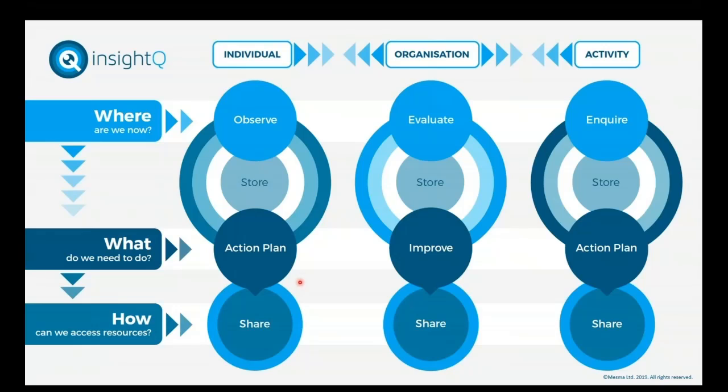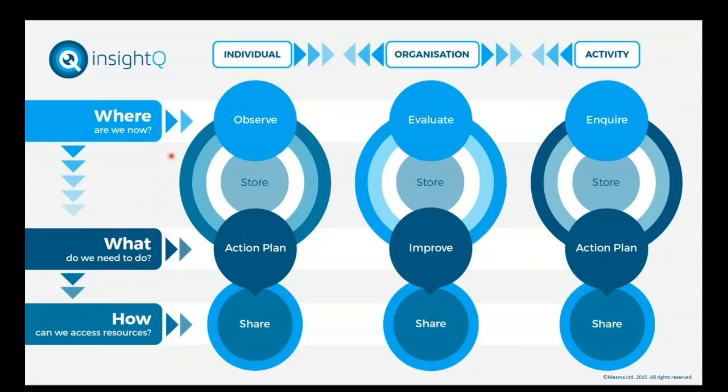The model provides you with a very clear overview of how you can use insightQ to support quality assurance and quality improvement. insightQ asks providers to reflect and take action at 3 levels. So at the individual level, at an organisational level, and at the level of activity within your organisation. And it prompts you to ask 3 questions. Firstly, where are we now at those 3 levels? What do we need to do at those levels? And finally, how can we access some support and resources and good practice around those activities?